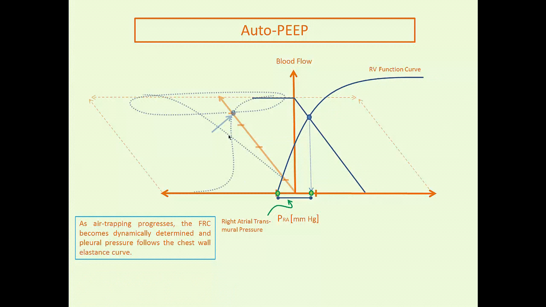Now remember, at FRC, the x-intercept of the right heart function curve intersects at a slightly subatmospheric pressure, whatever FRC is. But then as air trapping progresses and FRC becomes dynamically determined and the lungs expand and push out against the chest wall, you start to increase intrathoracic pressure, and therefore the right atrial pressure and the cardiac function curve will shift rightwards with respect to the venous return curve. So you'll see that here.